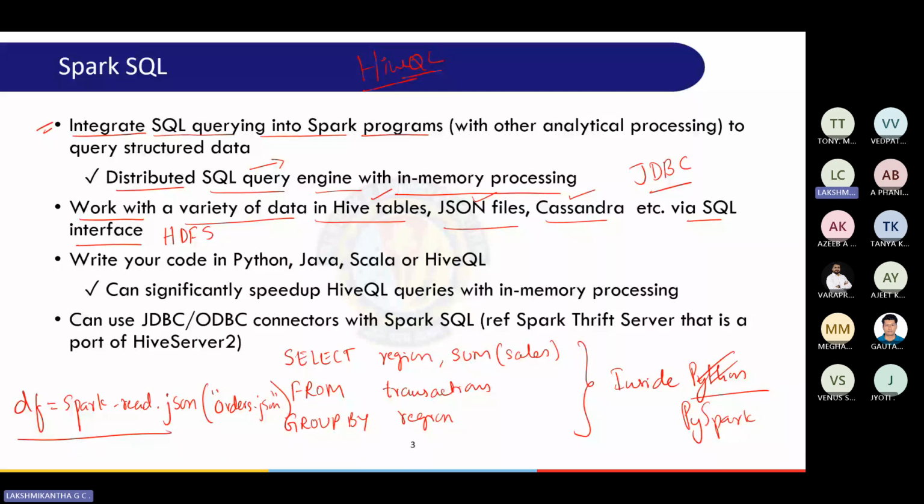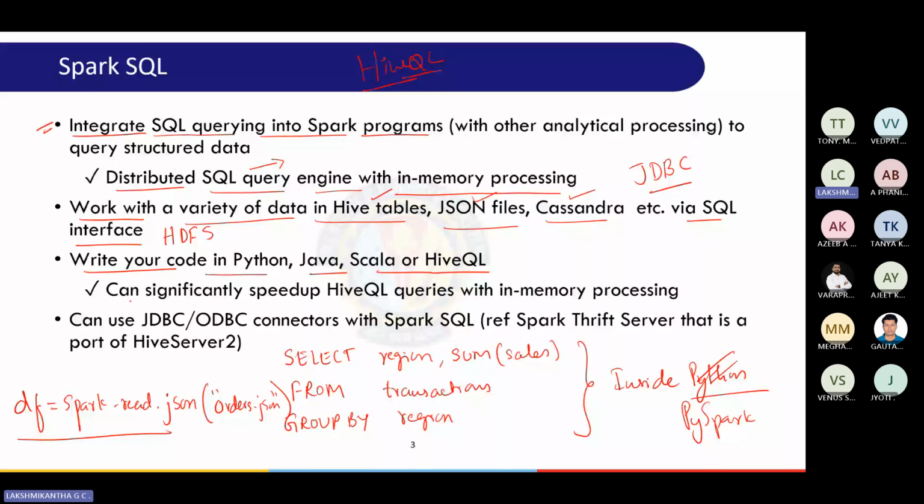And you can observe here, I have taken one more point: write your code in Python, Java, Scala, or Hive query language. Guys, you can choose any language, that is left to you. Spark SQL is equally powerful in all languages. It is interesting, right? Is it not interesting, guys? And one more sub point given here: can significantly speed up Hive query language queries with in-memory processing. That I've already explained to you.